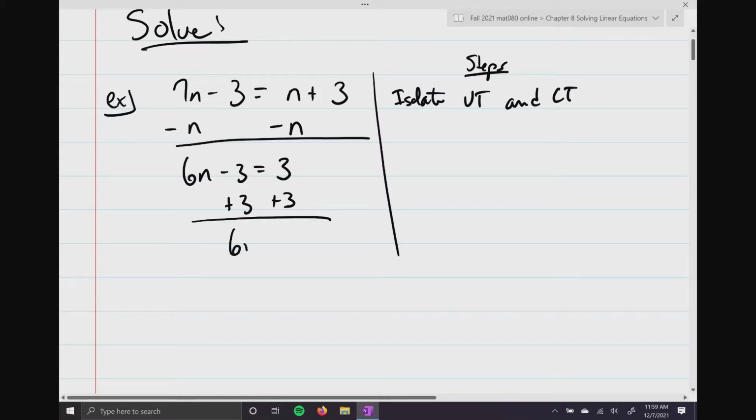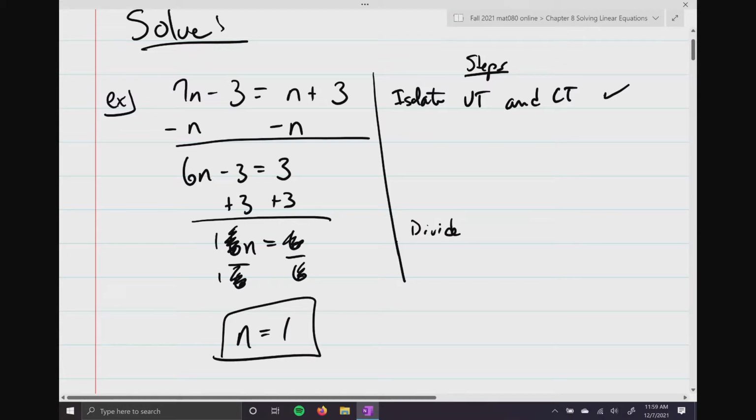That's going to give me 6n equals 6. So isolate the variable term and constant terms. Check, I did that. Now, step 5, I'm just going to divide both sides by the number in front of the variable. Divide by 6, divide by 6. If you look on the left-hand side, the 6 is reduced. They turn into a number 1. And on the right-hand side, they reduce, and that turns into a 1 as well.